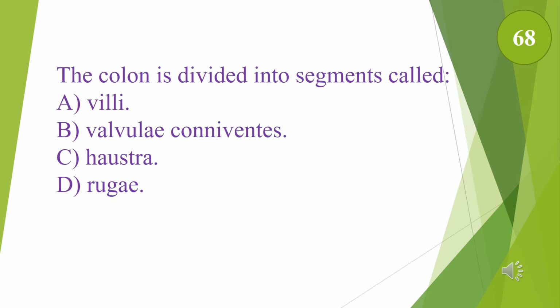The colon is divided into segments called A. Villi, B. Valvulae conniventes, C. Haustra, D. Rugae. The answer is C. Haustra.